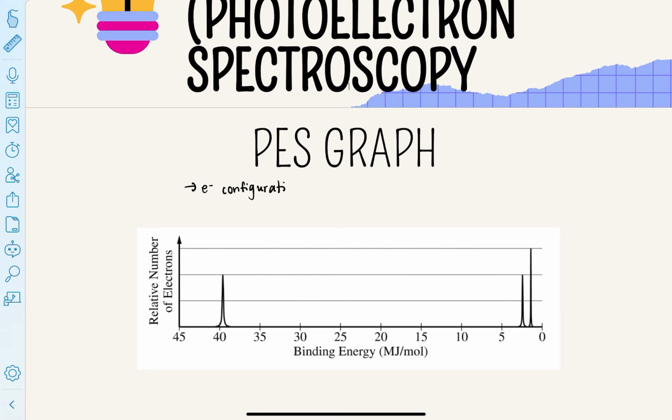And so we'll figure out what the electron configuration is from the graph. And once I know the electron configuration, that will also help me identify what atom I'm looking at. So let's try to determine these two pieces of information from this PES graph below.